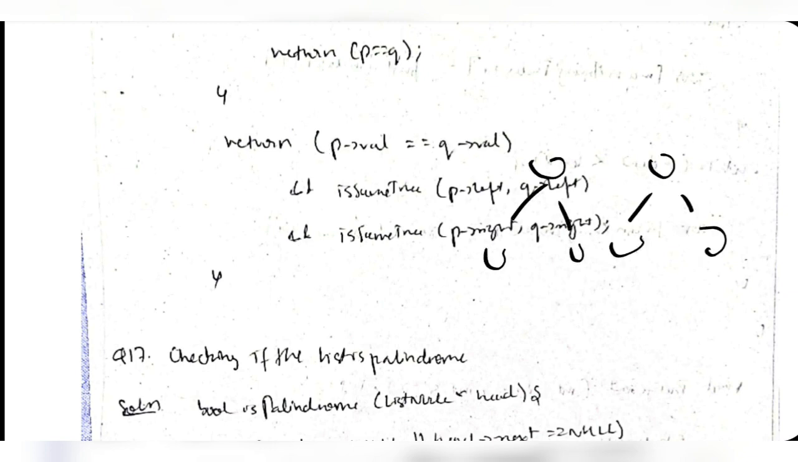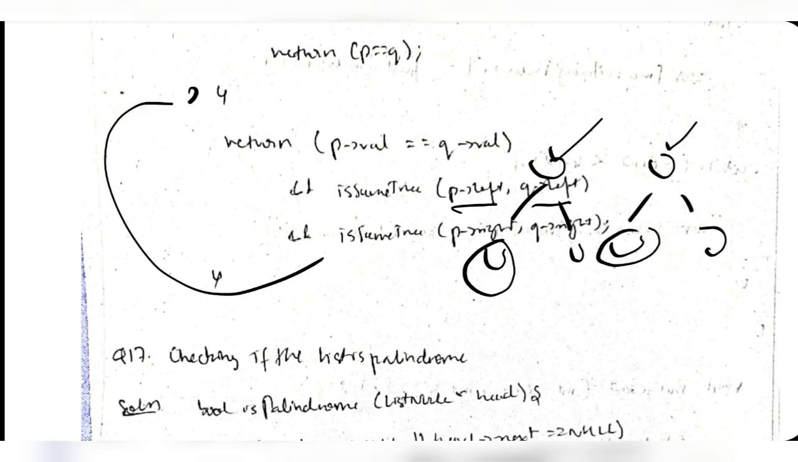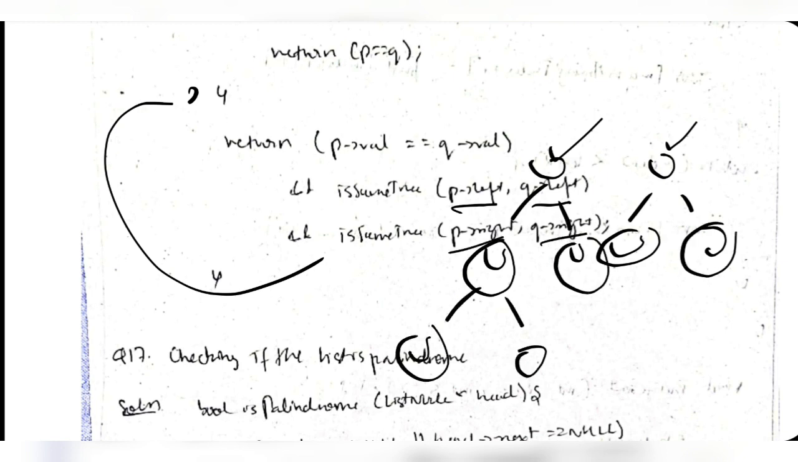And p left is equal to q left or not. P left and q left, is this same or not. Again we are calling the same function here. Okay, this function is recursively called, and then we are checking right also if it's same or not. Since we are calling recursively, this child's left and right children are checked, and this child's left and right children are checked. Okay, if this is also same, we'll be returning true, else we'll be returning false.